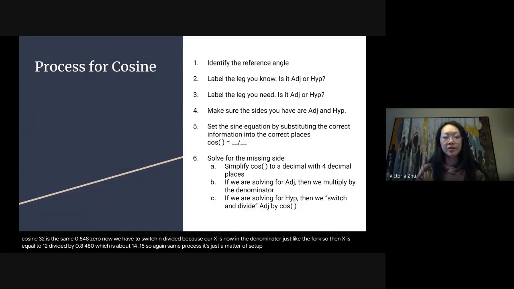So again, process for cosine here, very similar to the other two. Now we're focusing on adjacent and hypotenuse. Then we set up our cosine equation. And then just like before, start with simplifying. Then if we are solving for adjacent, the numerator, we multiply by the denominator. If we're solving for hypotenuse instead, which is the denominator, we switch and divide.